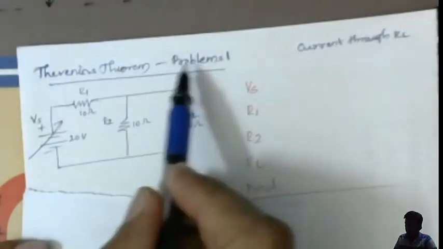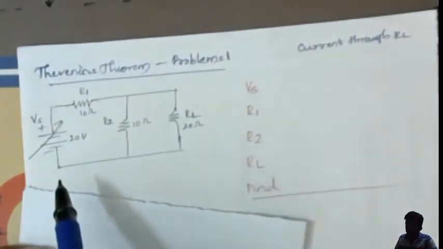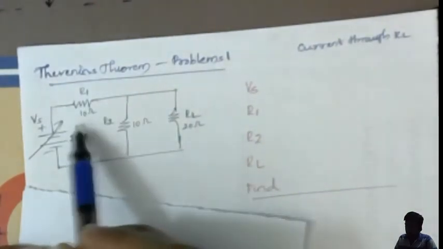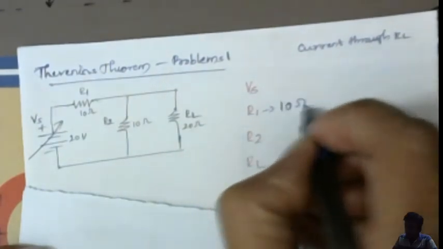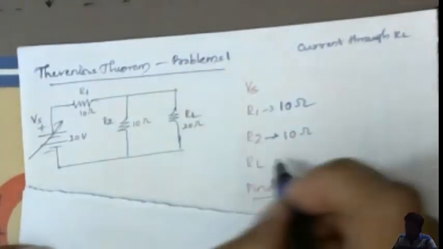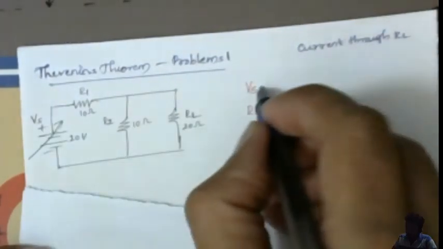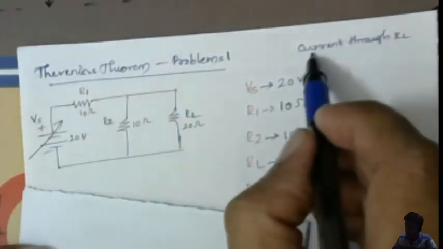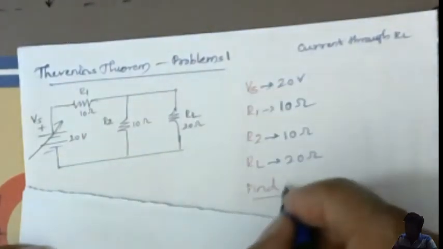Thevenin theorem problem 1. This is the circuit, it having resistors R1, R2, RL. The value is R1 10 ohm, R2 10 ohm, R3 20 ohm. The Vs independent source is 20 volts. You need to find the current through resistor RL, that is IL.